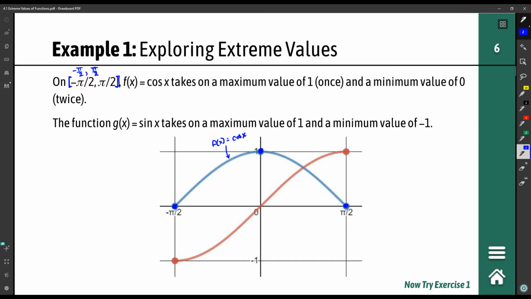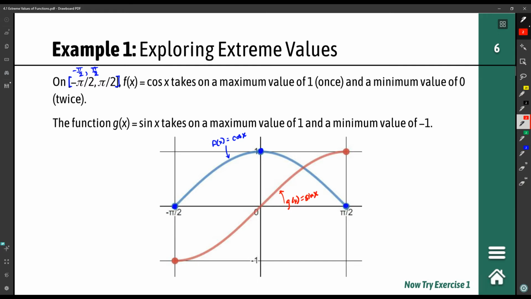So we have an absolute max and an absolute min on this closed interval. Next, let's look at g of x equals sine of x. So that is the red graph. So this is g of x equals the sine of x.